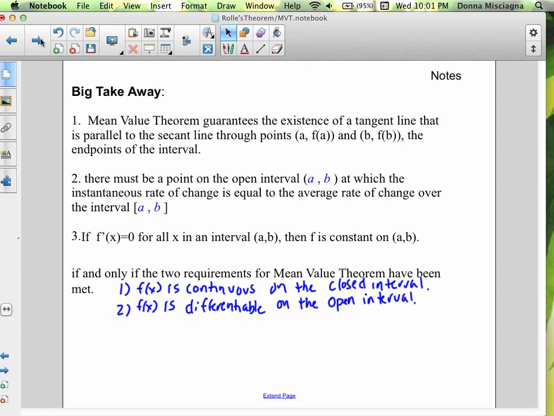So long as the requirements have been met, your function is continuous and differentiable on the interval. So continuous on the closed interval, differentiable on the open interval, right? And then we have a little qualifier here. If f prime of x equals 0 for all x in the interval (a, b), then f is constant on (a, b). Right? You have a constant function. So there's our big takeaways for the Mean Value Theorem, the big idea of this whole lesson.